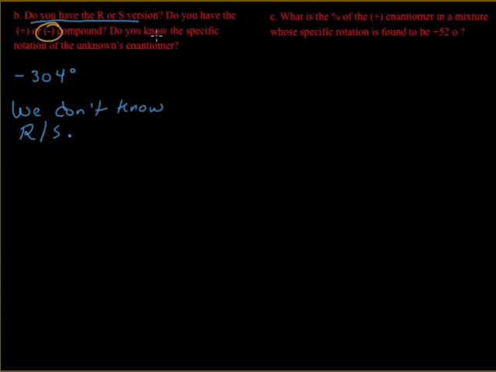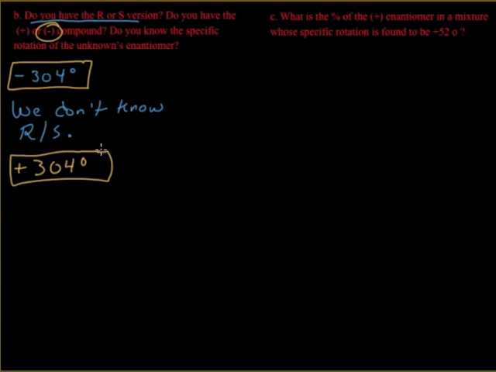And then, do you know the specific rotation of the unknown's enantiomer? Okay, so we know that the unknown gave a specific rotation of minus 304, and we said that's the minus version. So this is asking, do we know the specific rotation of the plus enantiomer? Well, yes, the enantiomer is going to rotate light by the same amount, but in the positive direction. So the answer to this part of the question is going to be plus 304 degrees. Very good.